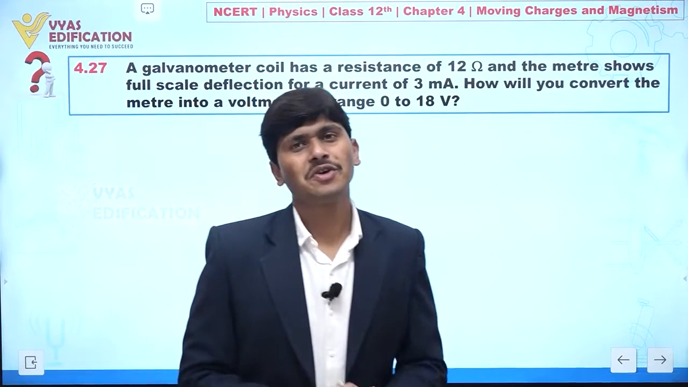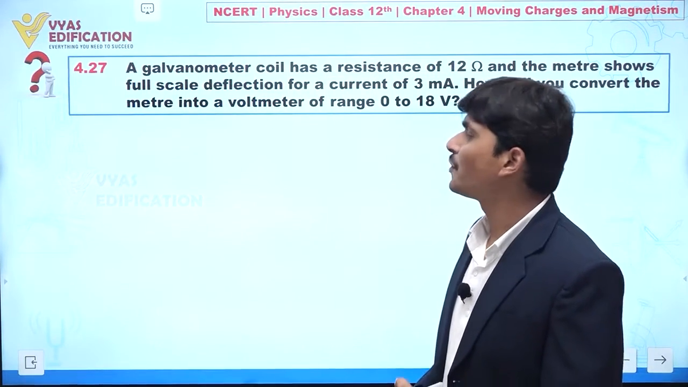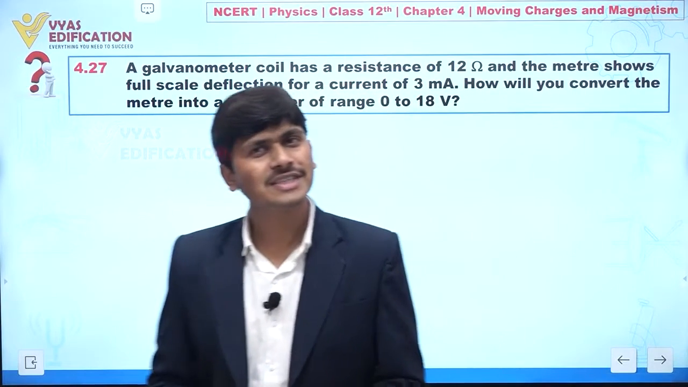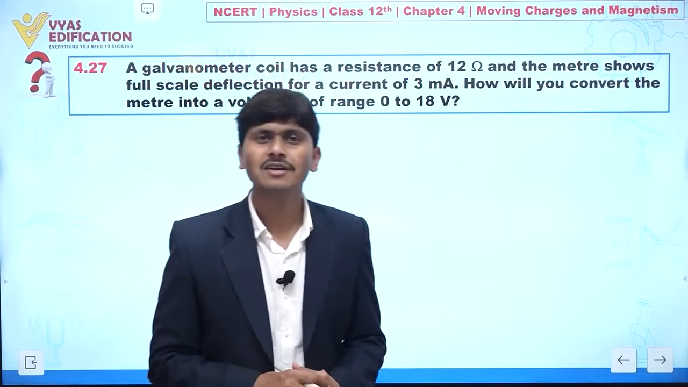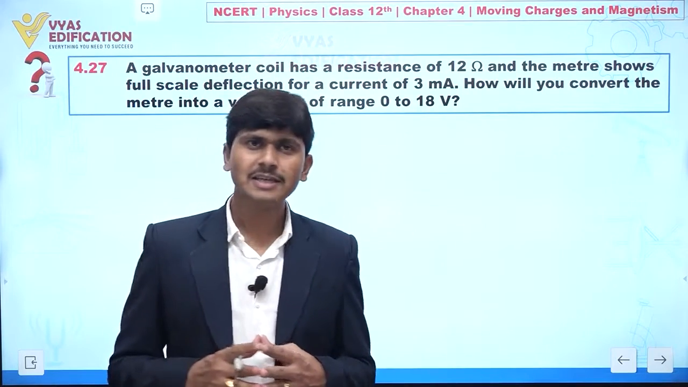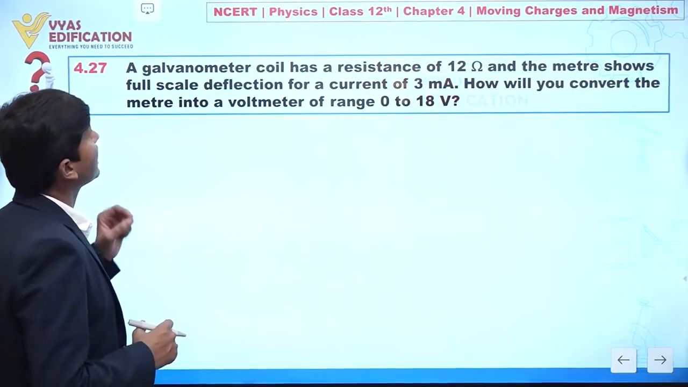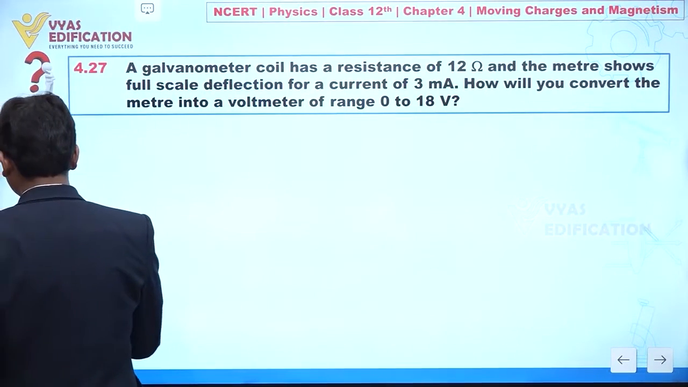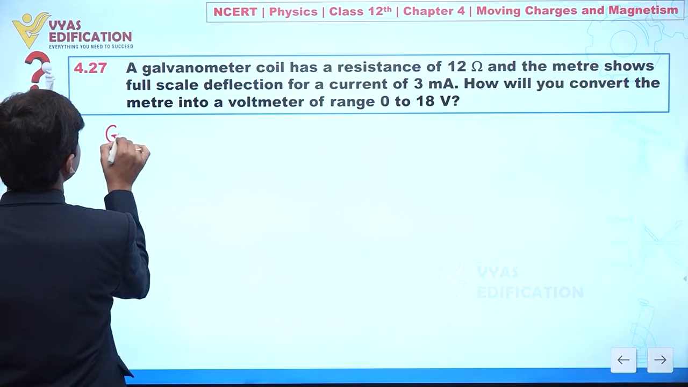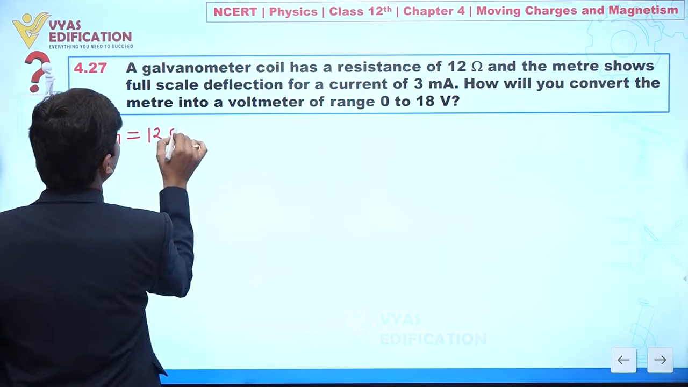Now dear student, we are going to solve question number 4.27, and my dear student, this question is related to conversion of a galvanometer into a voltmeter. Clear? So now concentrate on the screen. In the question it is given that a galvanometer coil has a resistance of 12 ohm. So the value of capital G is given to you, 12 ohm.